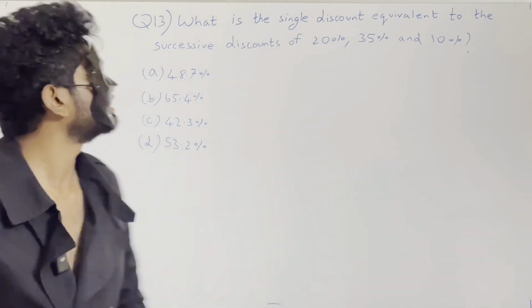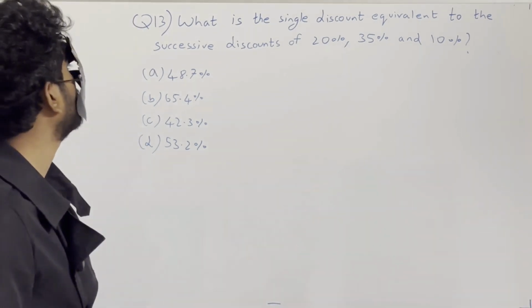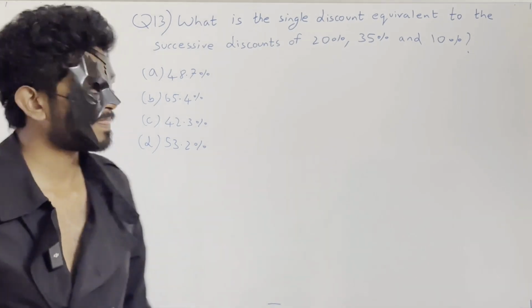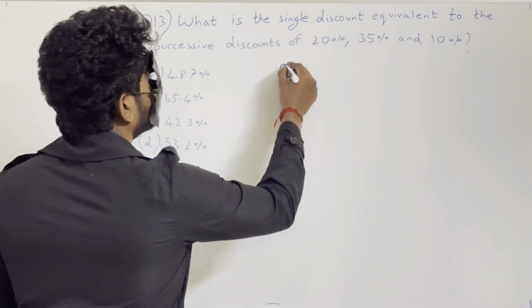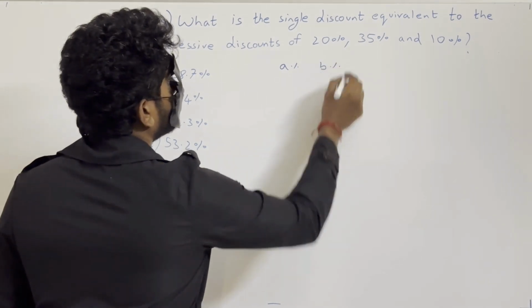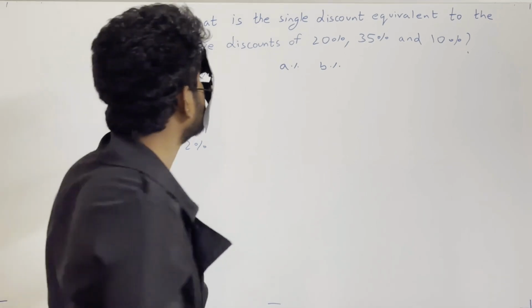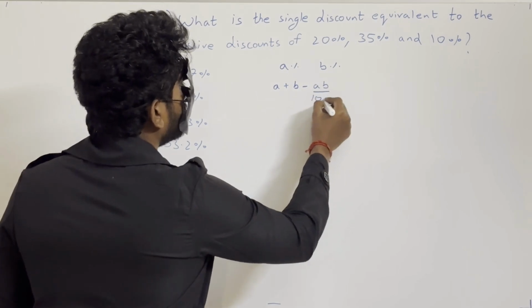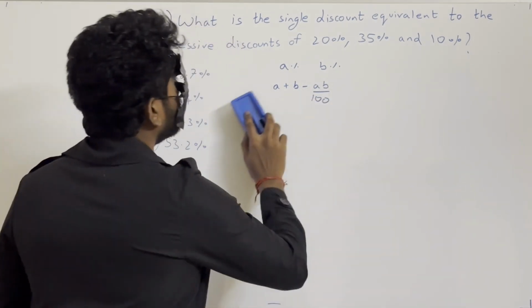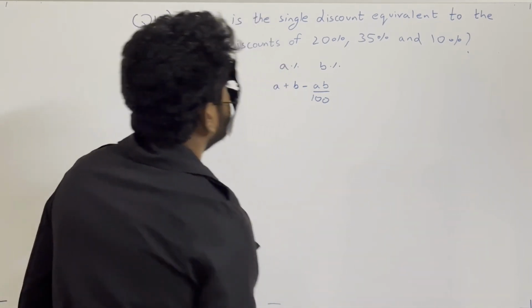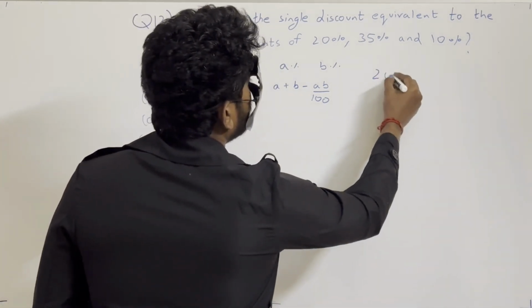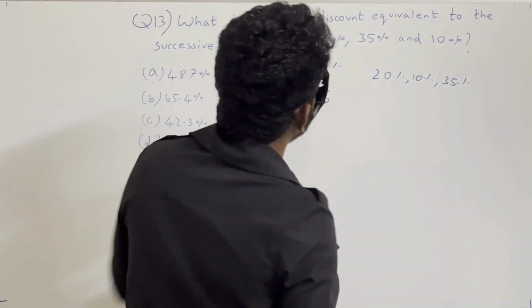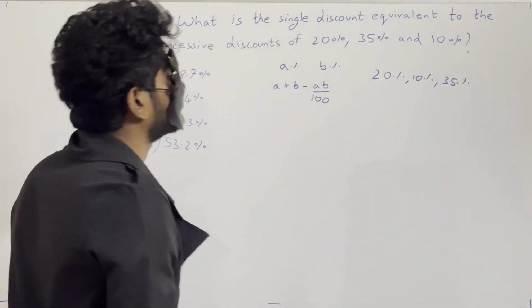So superhumans, next question is, what is the single discount equivalent to successive discounts of 20%, 35% and 10%? So I'll teach a small formula. Suppose A% and B% discounts are given, then the successive discount of A% and B% is nothing but A plus B minus AB by 100. So now here we'll take 20%, 10%, 35%. Order does not matter here, friends. You can arrange in any order in successive discounts.